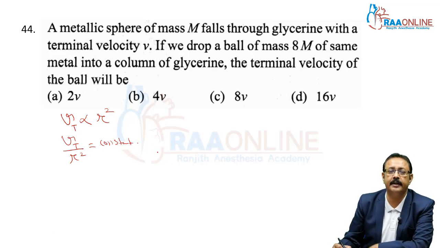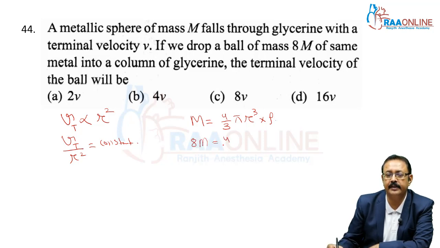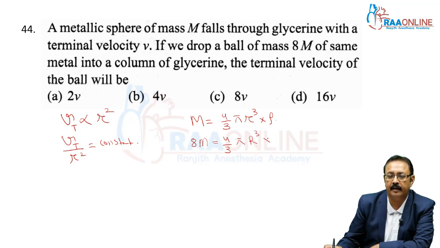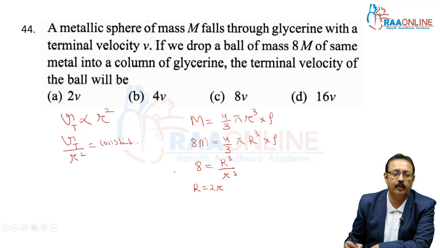If I am taking radius of the metallic sphere of mass m as r, so what is m? Mass is volume into density. For 8m, the material is same, so radius should be different. I am taking capital R. Dividing this by this, I am getting 8 equals R cube upon small r cube. So R is equal to 2r. So the radius of the big ball is 2 times the radius of the small ball.